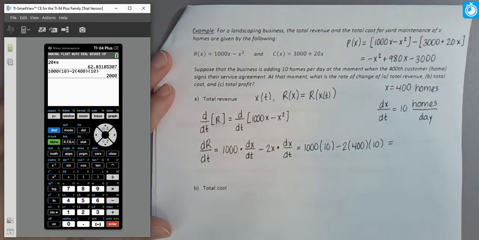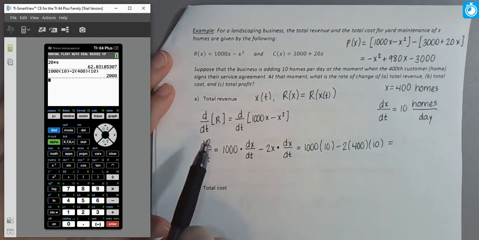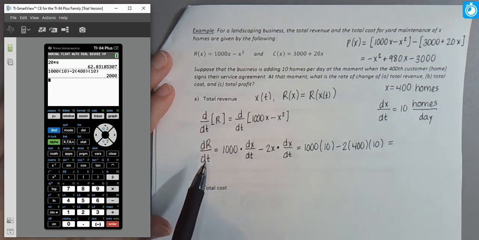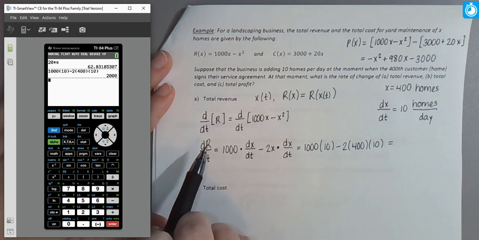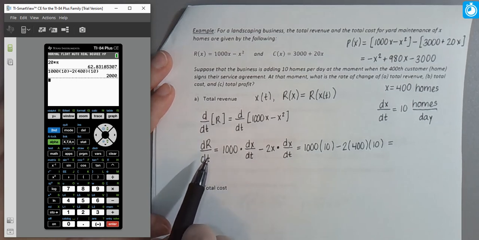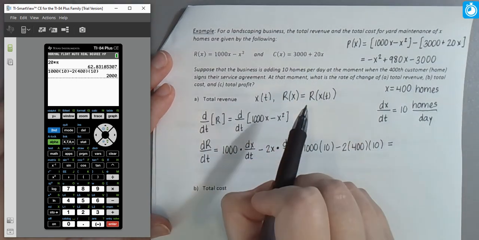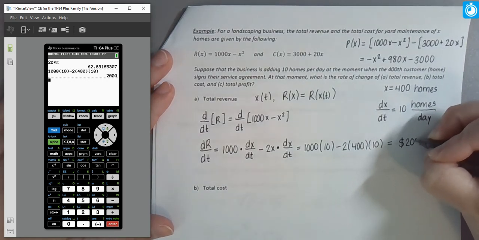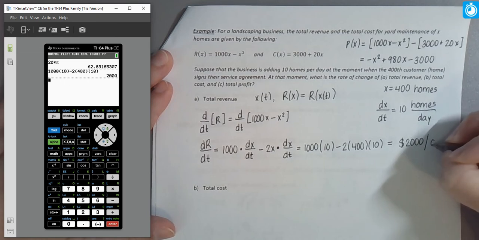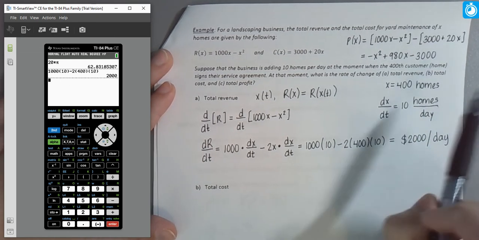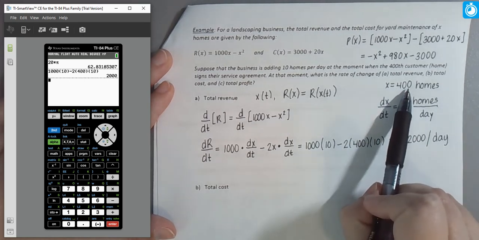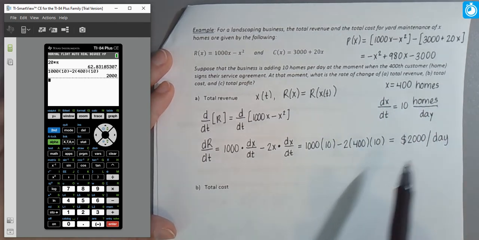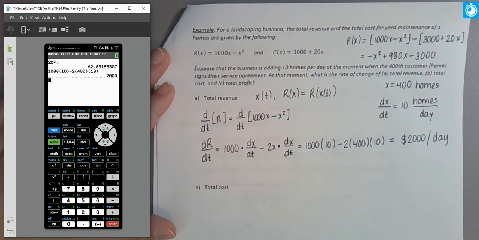2,000 what, though? Well, it comes down to the ratio we're looking at. So we're looking at how revenue is changing with respect to time. So revenue is going to be in dollars, and then time in this case is in days. So that is going to be $2,000 per day. So if we currently have 400 customers and we're adding 10 customers a day, the resulting change in revenue is an increase of $2,000 per day.